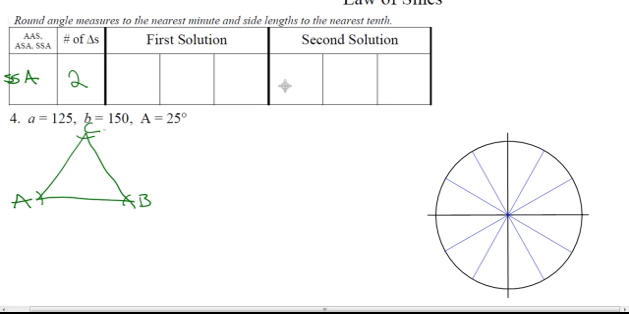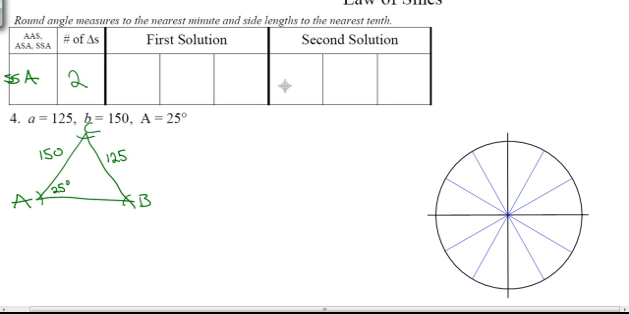Now that we've got that out of the way, I'm going to go ahead and fill in the information I know given on this triangle. I know that my angle A is 25 degrees. I know that my side a, which is opposite of angle A, is 125 units of some kind. They didn't tell us. And I know that my side b is 150 units.